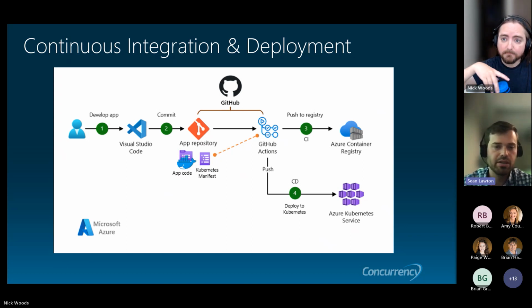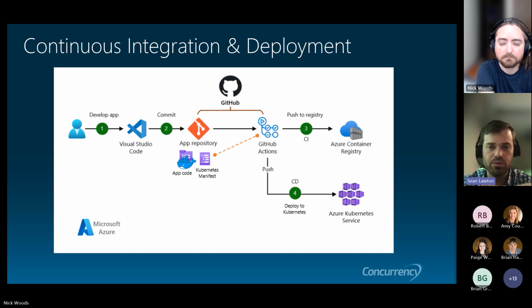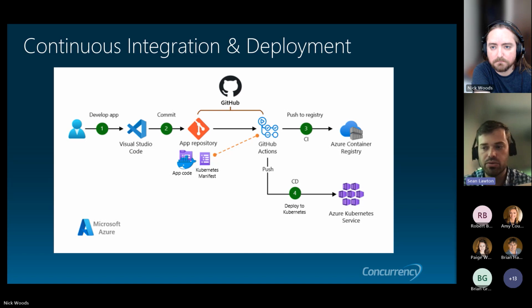So if you look at the diagram below, we've got every step from the developer committing via Visual Studio Code to your app repository that may lie inside of GitHub. And GitHub Actions provides that bridge or that gap reduction to deploying your code to wherever it may be. In our case, we're going to take a look at mostly Azure, but this works for any type of platform, physical or cloud-based.